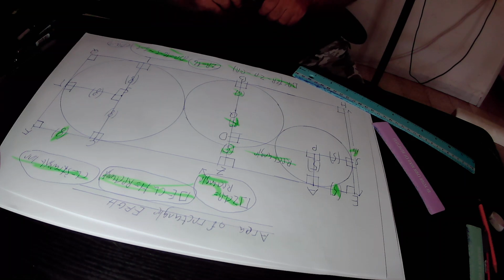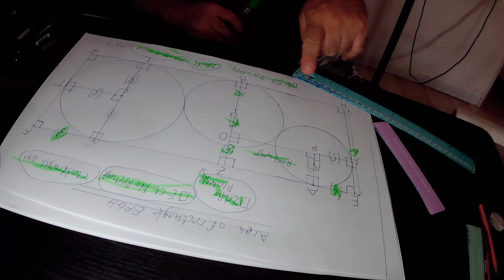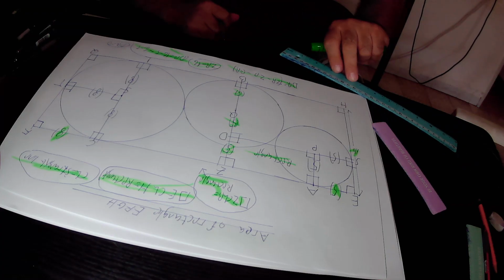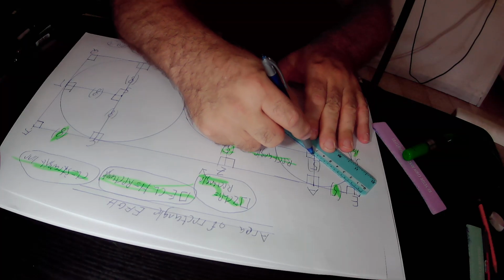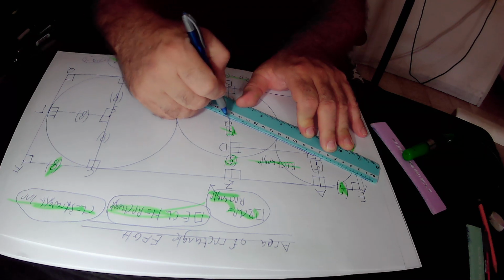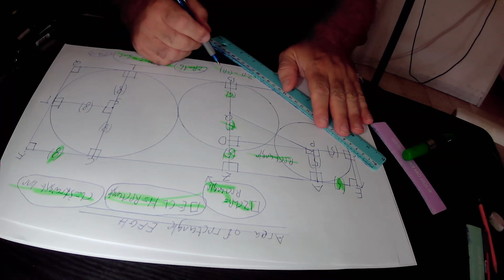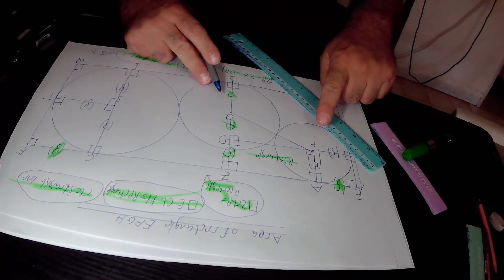In the next step, we'll join points P and Q together by a straight line. Point P is the center of this small circle, point Q is the center of this medium circle. So PQ is the distance between the centers of those two circles. So we joined the centers of those two circles by a straight line.